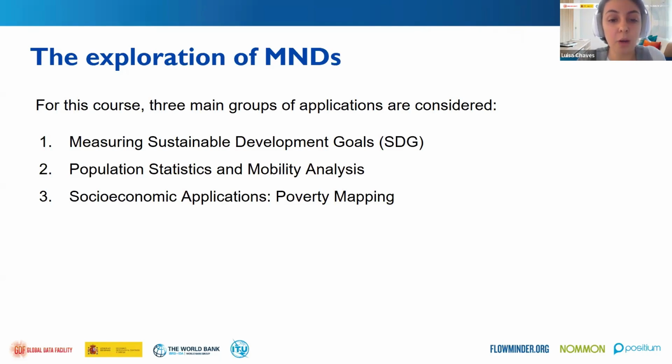Third, we're going to talk about socio-economic applications with a special focus on poverty mapping. By analyzing mobile phone data alongside other sources, we can get a much clearer picture of social and economic inequalities, which in turn helps us design better informed policies. So in the next sections, we will dive into these 3 groups and see concrete examples of how mobile phone data is being applied today.